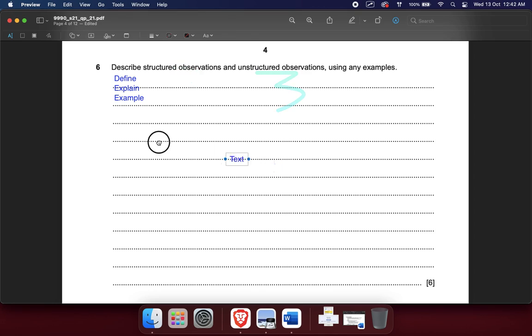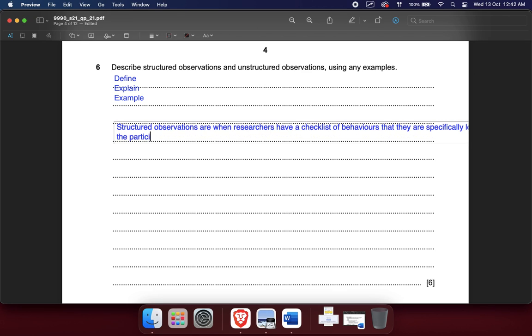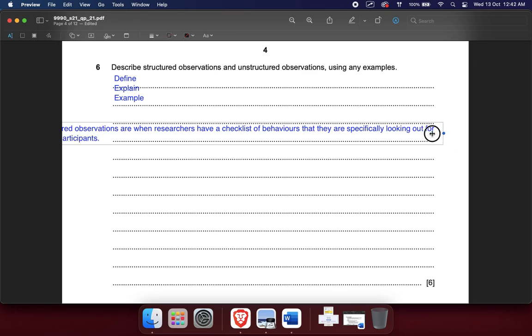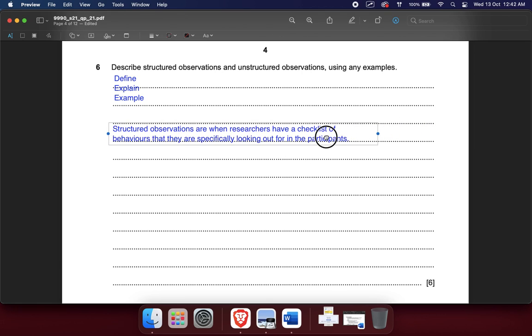So let's try this together. Firstly, what is a definition for structured? Structured observations are when researchers or experimenters have a checklist of behaviors that they are specifically looking out for in the participants. Okay, something along those lines. Basically, in a structured observation, you have a checklist. You know what you want to find. Okay, so that's point number 1. We got our first point.